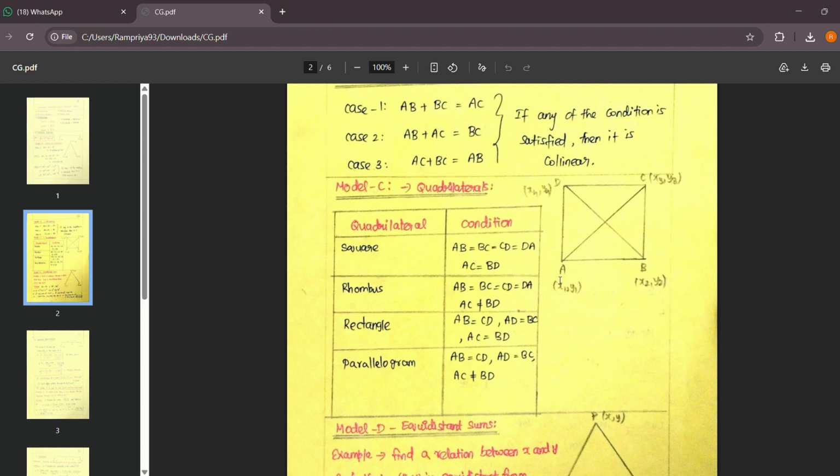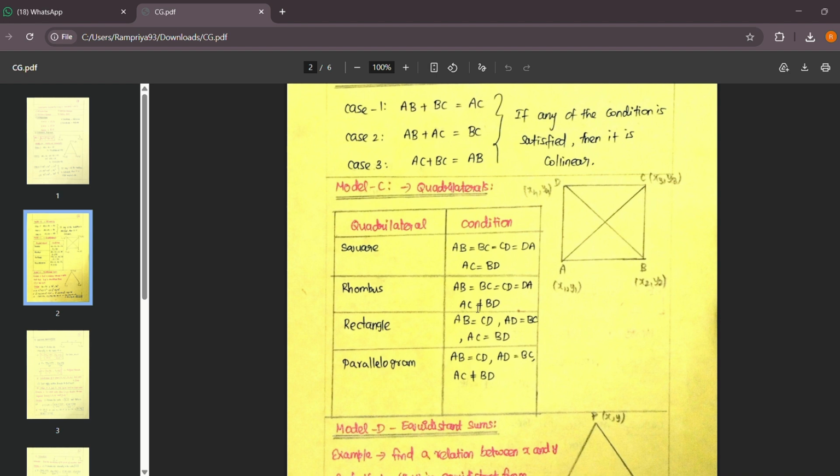So square means every possible side should be equal. There are four sides here, AB, BC, CD and DA. All of them should be equal, and along with this the diagonals also should be equal. There are two diagonals, AC and BD. So those diagonals also should be equal. So for a square, and for a rhombus only the four sides will be equal but the diagonals won't be equal. That is the difference between a square and a rhombus.